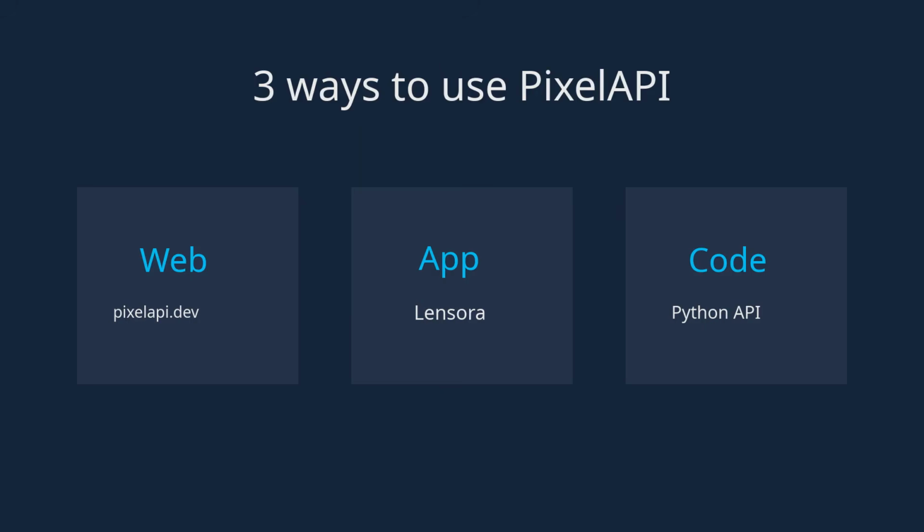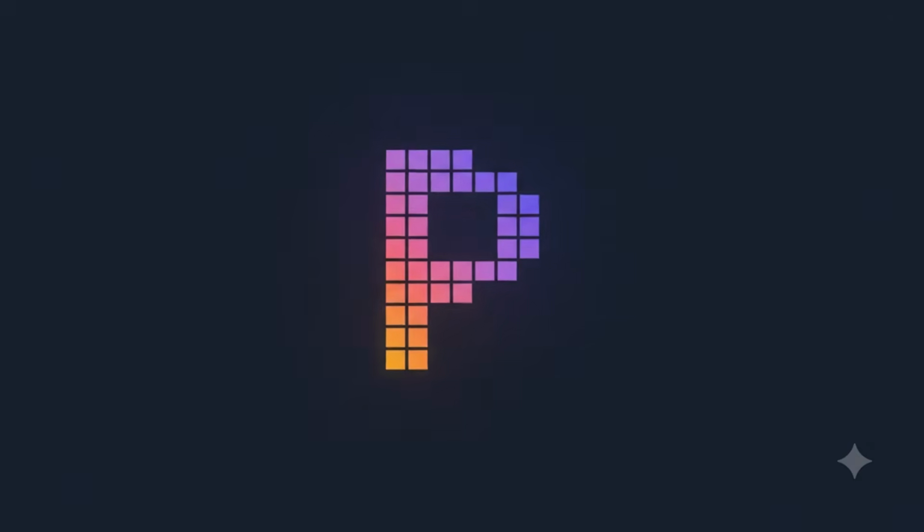You can use Pixel API in 3 ways: on the web at pixelapi.dev, on the app on Lansora, and in code with our Python API.